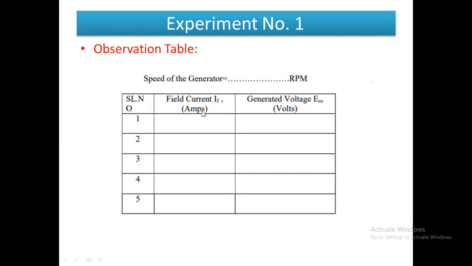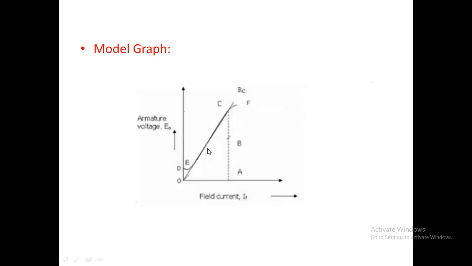That is constant speed. After that, take the reading of field current and the generated voltage. First reading. By varying the rheostat, take the second reading of field current and the generated voltage. Third reading of field current and generated voltage, similarly by varying the resistance. Okay, so this is the observation table.